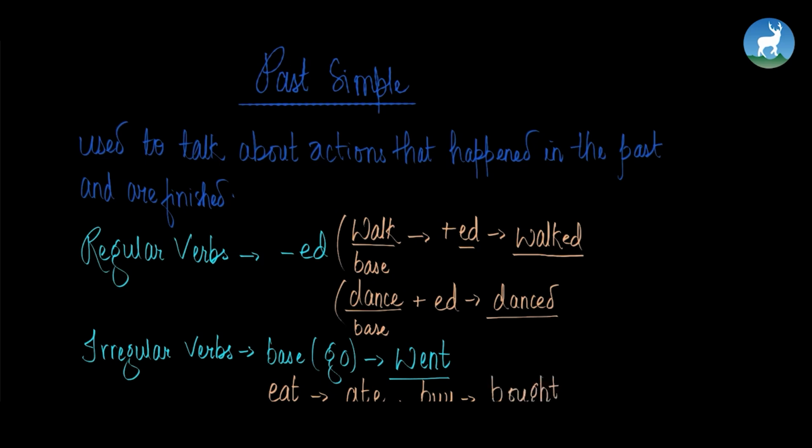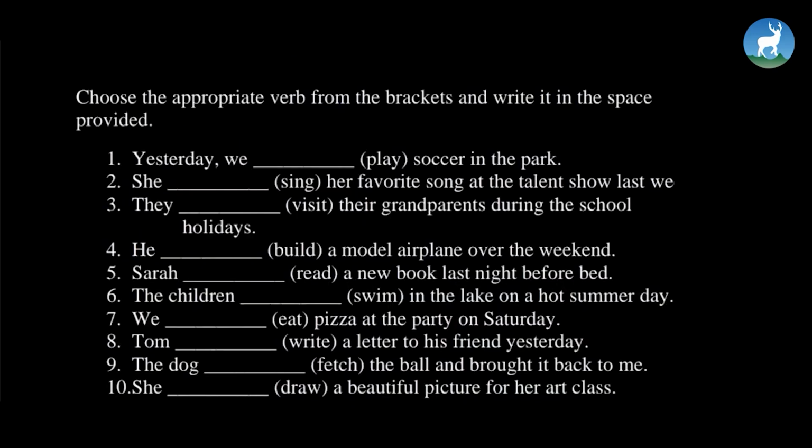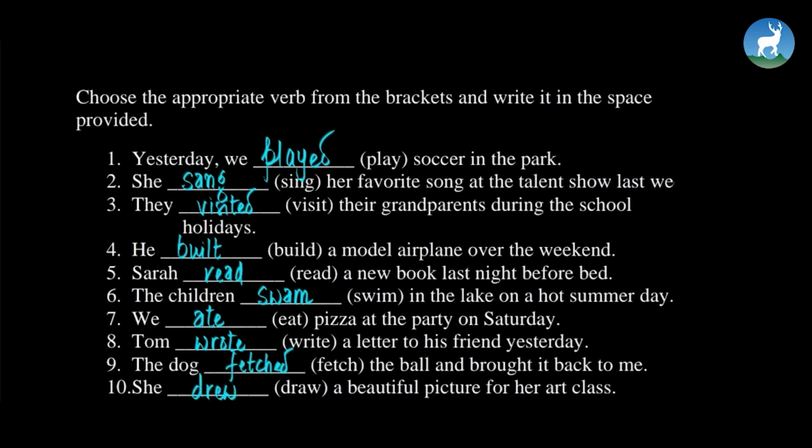Now, let's practice what we have learned with a few examples. Here we have some sentences given and we need to choose the appropriate verb from the brackets and write it in the space provided with its past form. Yesterday we played. She sang. They visited. He built. Sarah read. See, the spelling is the same but the pronunciation is different. The children swam. We ate. Tom wrote. The dog fetched. She drew. Alright, we did it pretty quickly.